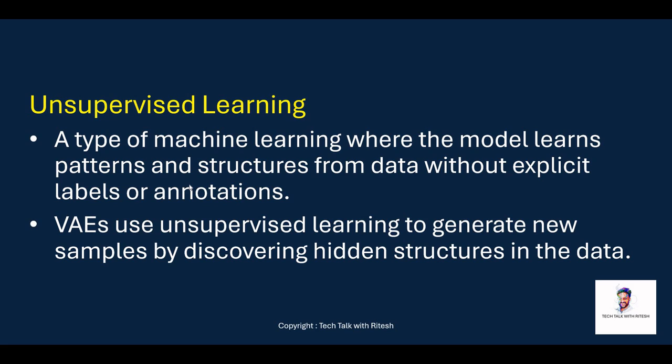Then unsupervised learning, a type of machine learning where the model learns patterns and structures from data without explicit labels or annotations. VAEs use unsupervised learning to generate new samples by discovering hidden structures in the data.